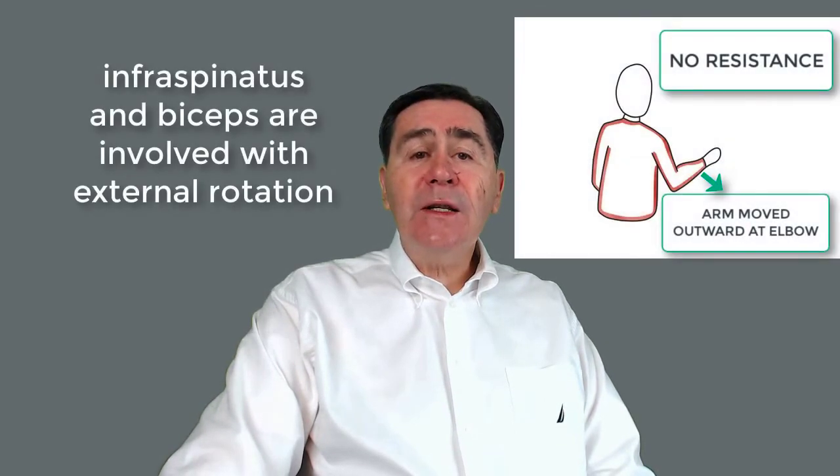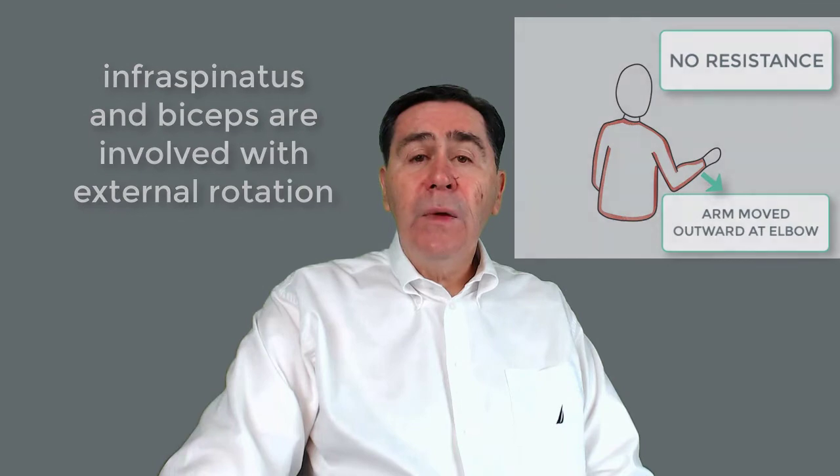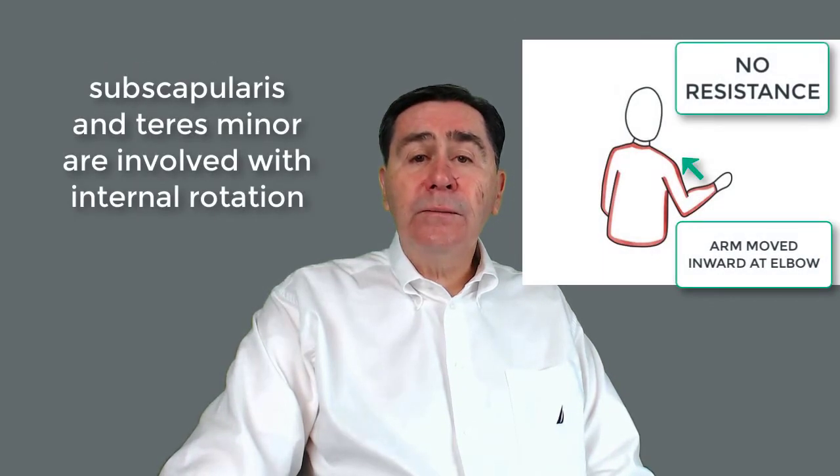The physician will then ask the patient to place his or her arms by their side, with the elbow flexed to 90 degrees, with the palms facing inward toward the body. The physician will then move the forearm outward to test external rotation of the shoulder joint, and then inward toward the body to test internal rotation. The infraspinatus and biceps are involved in external rotation. The subscapularis and teres minor are involved with internal rotation.